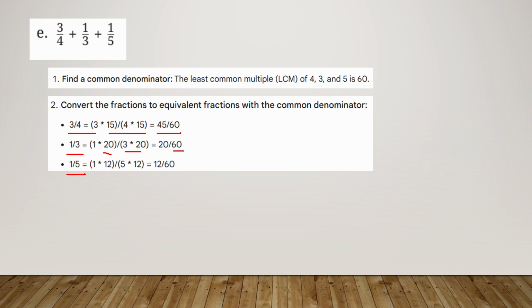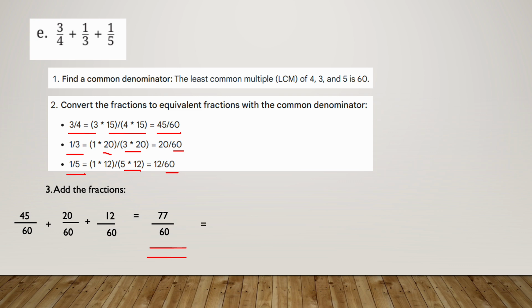Then 1 by 5. You have to convert 1 by 5 into an equivalent fraction such that the denominator is 60. See, 5 into 12 is 60. So, you have to multiply numerator also by 12. 1 into 12 is 12. So, this fraction becomes 12 by 60. Then add the fractions. 45 by 60 plus 20 by 60 plus 12 by 60. That is 77 by 60. You can simplify this as 1 17 by 60.